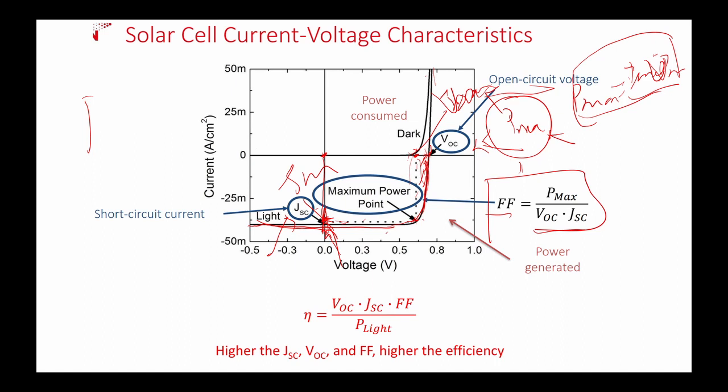So how can we do that? There are several ways to decrease the series resistance, and we will look into how we can reduce it so that this point can come closer to this. The efficiency is VOC times JSC times the fill factor, divided by the power of light which we are shining over the solar cell.